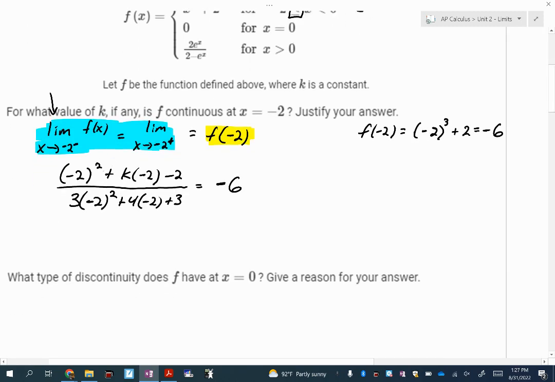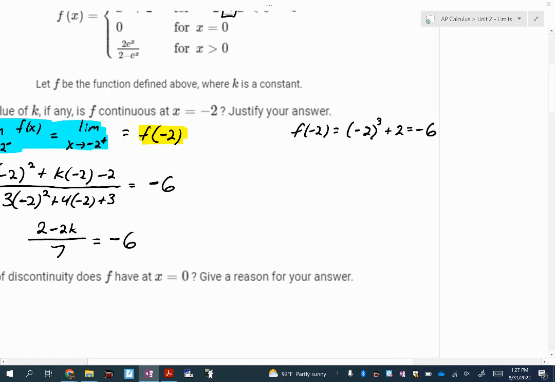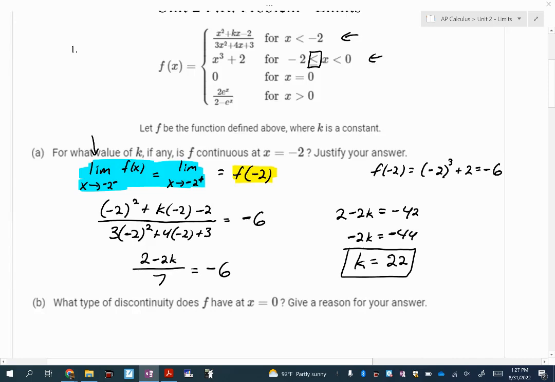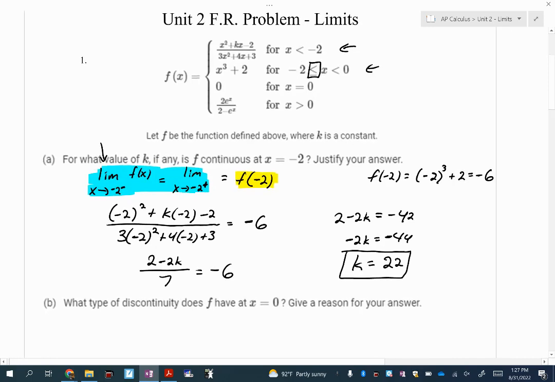That's 4 in the first piece. Minus 2 is 2. So that's going to be 2 minus 2k on top, over, let's see, that's 12 plus a -8, which is 4, plus 3 is 7. And now I'm just using algebra to solve for my k. If I move the 7 over, I have 2 minus 2k equals -42. Subtract 2, get -2k equals -44. So k must be equal to a positive 22 for this function to be continuous at x equals -2.